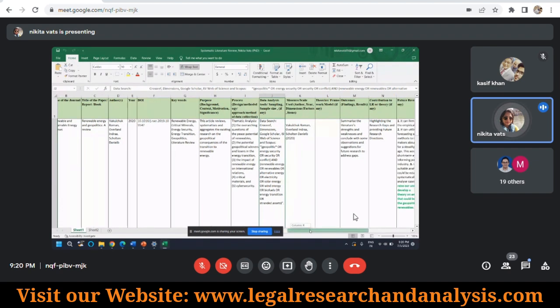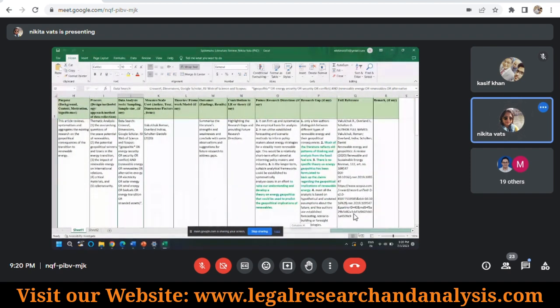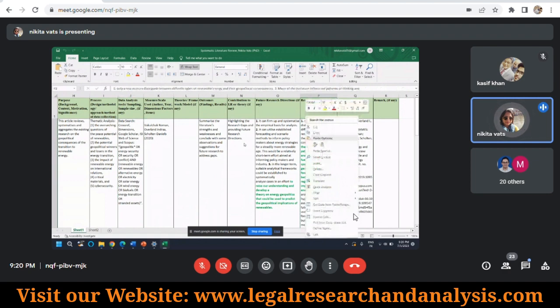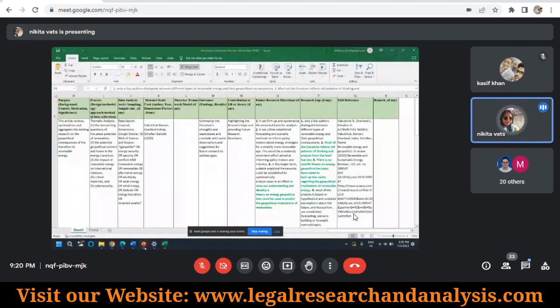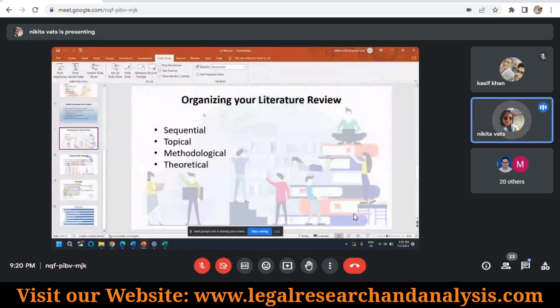Does it make sense? Yes, ma'am. So at the end, I don't have to read the document again and again, and I can just remember by looking at this what were the important pointers. This is how you make notes, right? Because that is easy for you. So this is what organizing your literature review is. I hope it is clear, right? Okay.